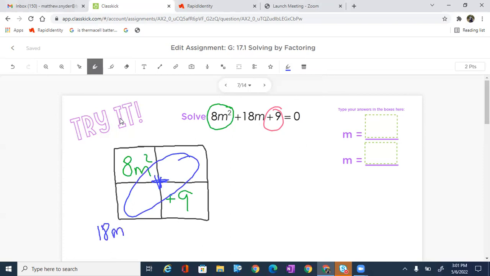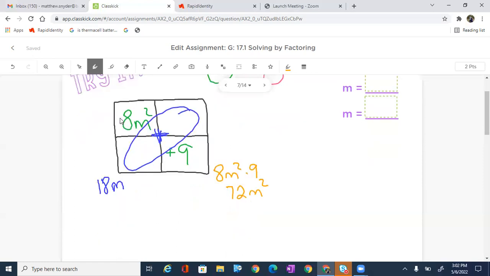Now, if you remember, the first thing that we are going to do is take 8m squared and find the product of the main diagonal with that 9. So I'm going to write 8m squared times 9, or 72m squared. Now, the thing that we need to remember is that the numbers that multiply to 72m squared have to add to 18m. So what I'm going to do is make this easy.